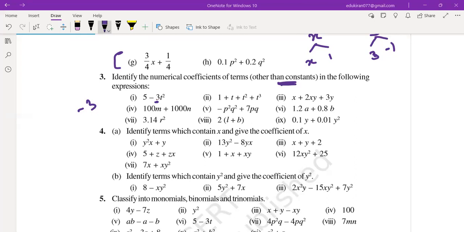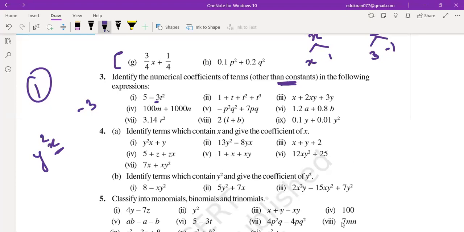No, why 1? I told you the coefficient always comes in front of it. This is for x, right? They have only asked for x. In case they have asked for y, then yes, you can write 1. Okay. Yes, ma'am, it's y square.